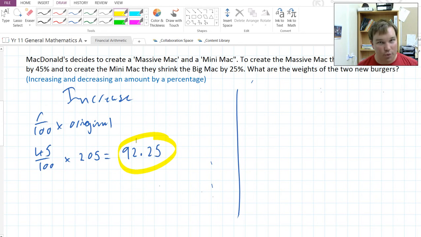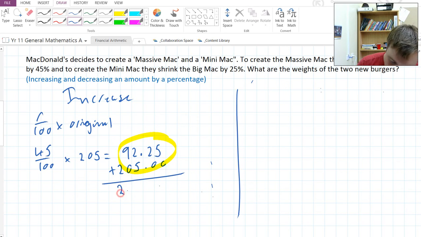But we haven't yet increased the Big Mac by 45%. To increase the Big Mac by 45%, we take that 45% and add it on to the 205 that was originally there. So the total Big Mac, after we've increased it to make a Massive Mac, will be 297.25 grams.